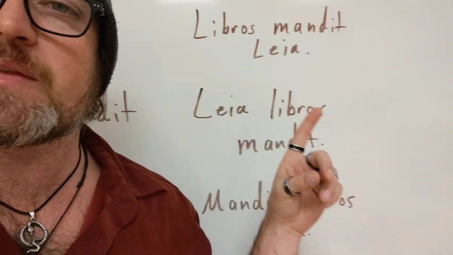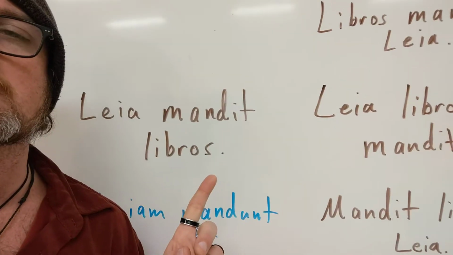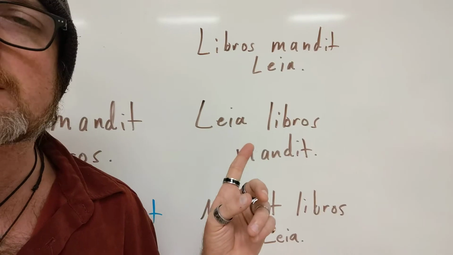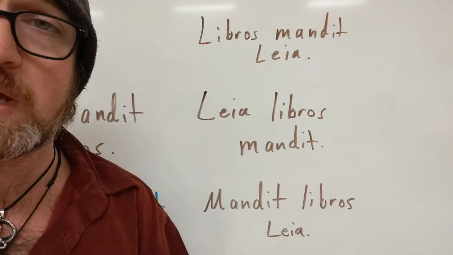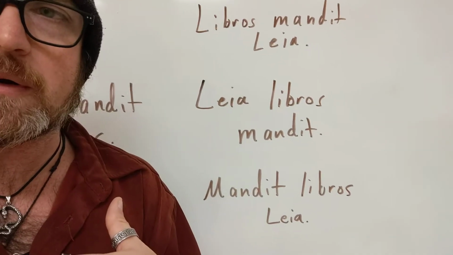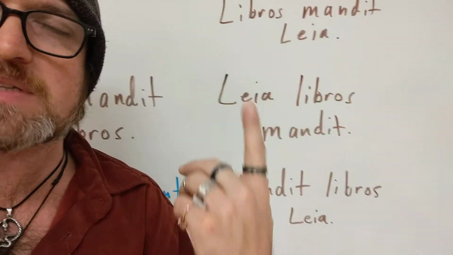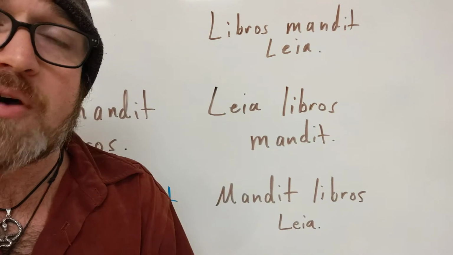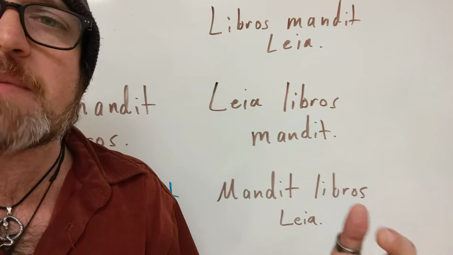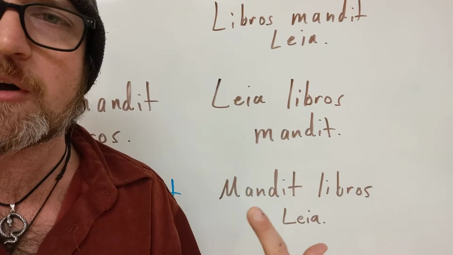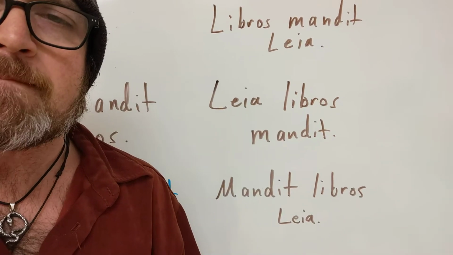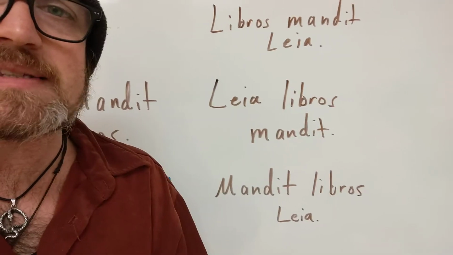So haven't done this in a while, having a hard time placing my hand. And then books still looks the same over here. And because all of these words are spelled the same way, even if I change the order, I don't actually change the meaning. I mean, look, I have 2 more examples up here. All the words are spelled the same way. And so it doesn't matter. Even if I do something really weird, like put the verb up front, mandit, right? It still means Leia choose books.